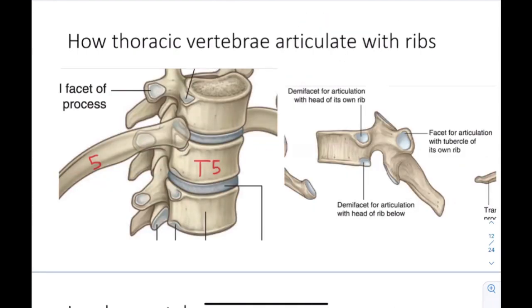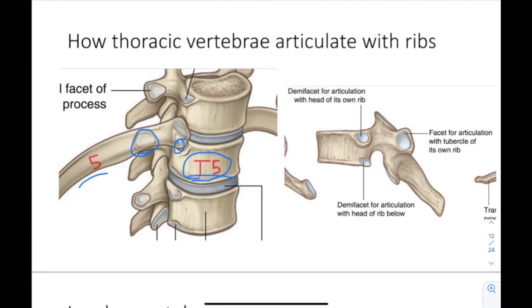Okay, I just mentioned it, but let's talk more about how thoracic vertebrae articulate with ribs. Let's say this is T5, the fifth thoracic vertebra. The rib is going to articulate with the superior costal facet right here. So the head of rib 5 is going to articulate with the superior costal facet of the fifth thoracic vertebra. And then the tubercle of rib 5 is going to articulate with the transverse costal facet of T5.